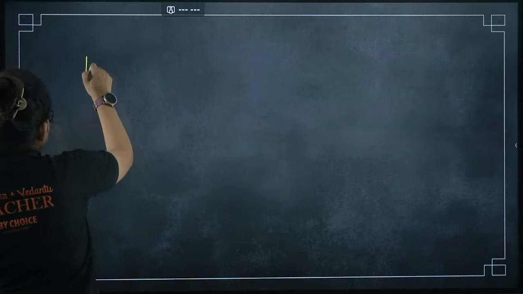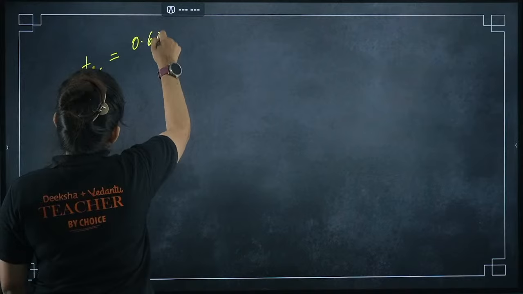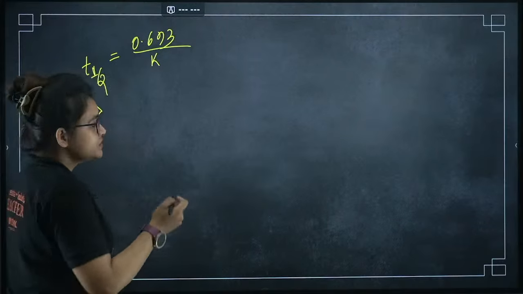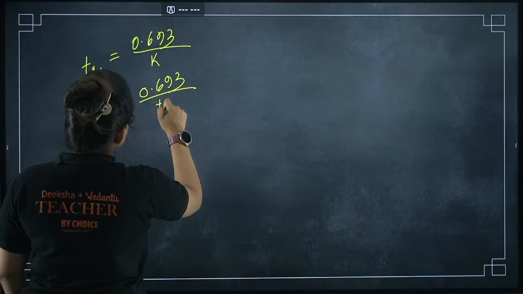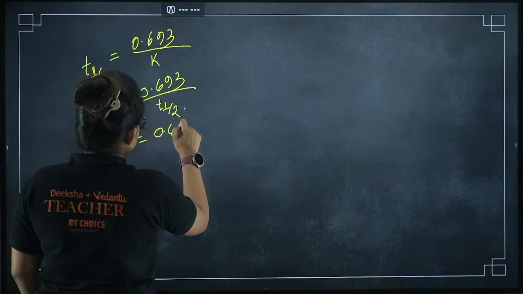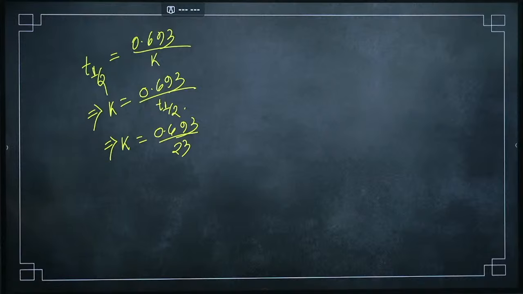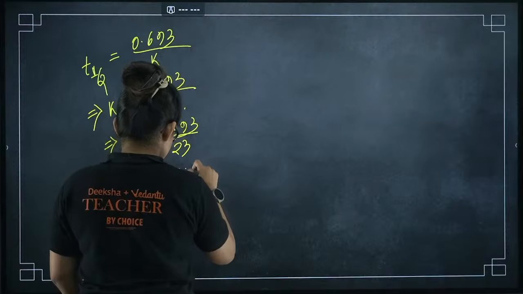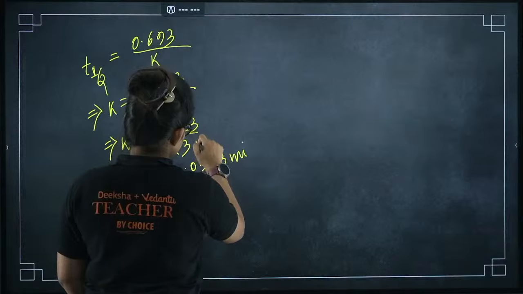Okay, so t half is 0.693 divided by K, right? This is the formula for the half-life. So from here I can calculate K as 0.693 divided by t half. So K equals 0.693 divided by 23. Let me just do it. It will come almost as 0.03013 minute inverse.